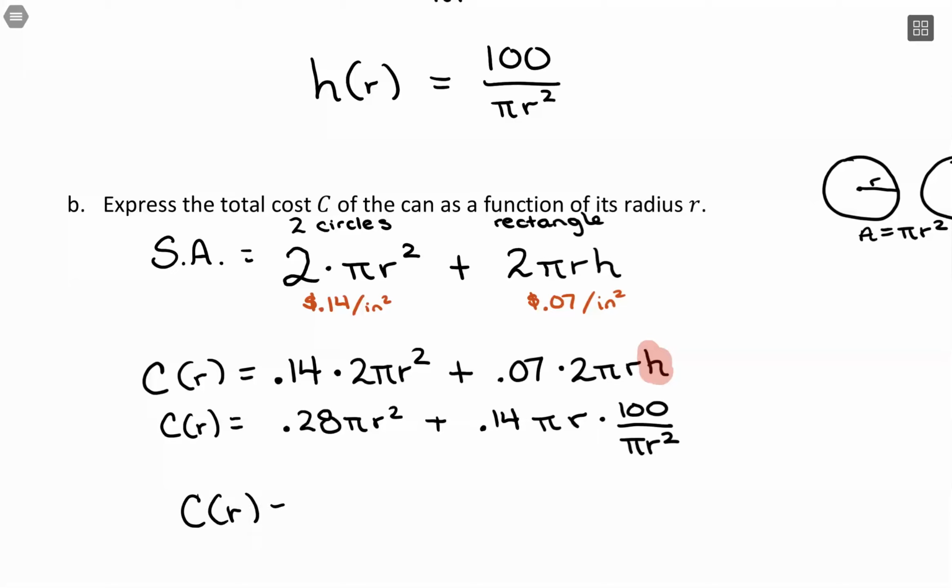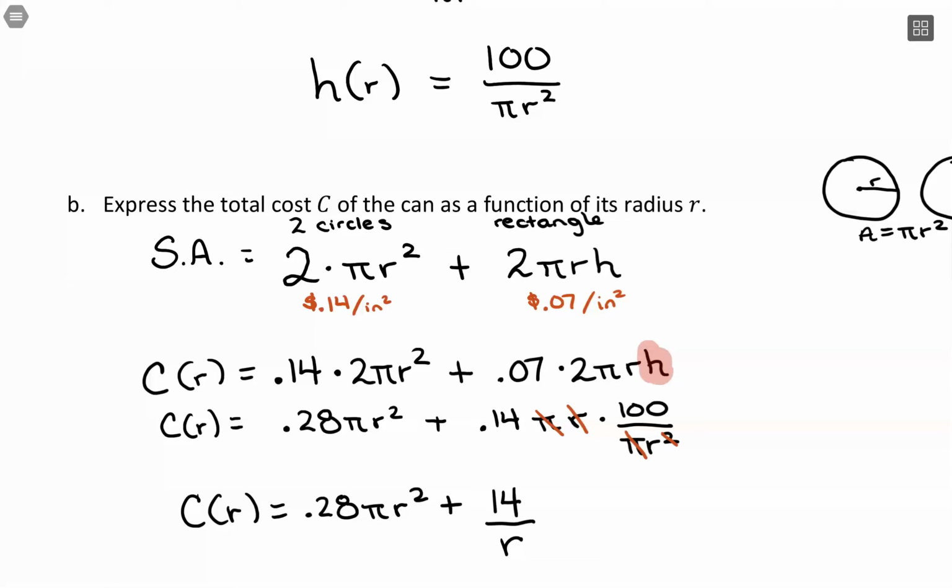So my last step here, that first piece is all simplified, 0.28 pi r squared, plus 0.14 times 100 will be 14. Pi will cancel out, so we won't have pi there. And then r divided by r squared, that's going to leave an r in the denominator. So I'm going to have that 14, but it'll be divided by r. And then that's completely simplified.